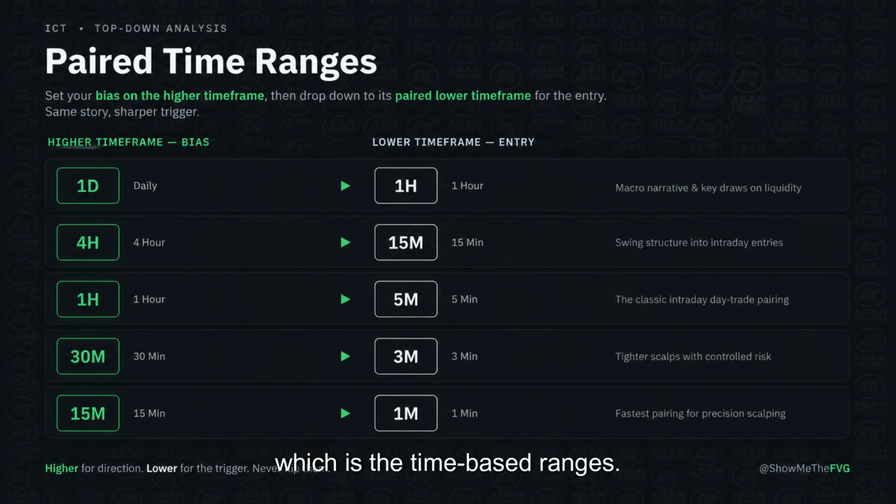which is the time-based ranges. These time frames tend to pair well with each other, although I did create a video on how to use all of them. But generally, when you're doing top-down analysis, if you're starting at the daily, you could then move down to the hourly for an entry. The 4-hour pairs well with the 15, the 30-minute pairs well with the 3-minute, the 15-minute pairs well with the 1-minute. So technically, a great top-down analysis could start on the daily, you could then go down to the hourly, and then you could go down to the 5-minute for your entry.